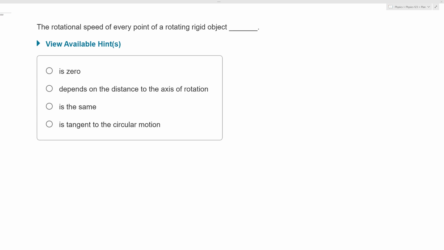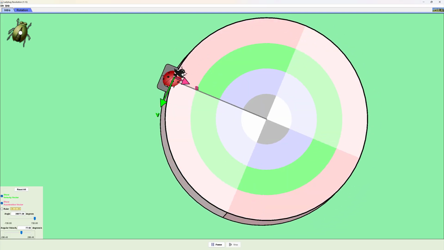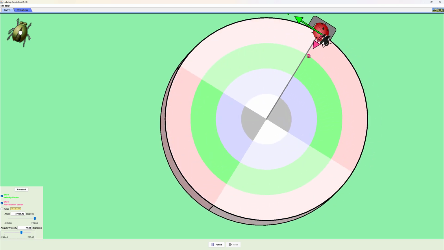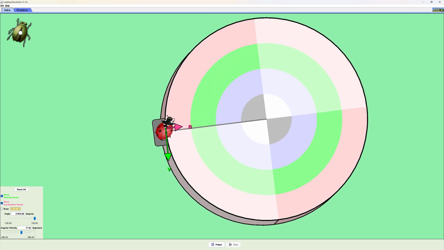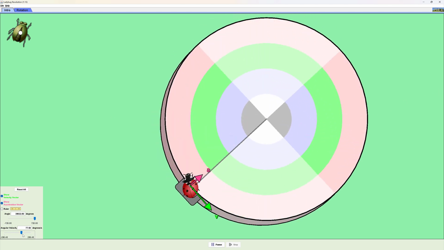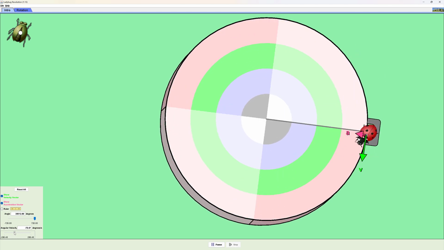Here's another question. The rotational speed of every point of a rotating rigid object is... Okay, let's go back to the ladybug on a carousel. This question is not asking about tangential velocity, it's asking about rotational speed, also known as rotational velocity. Watch what happens when I adjust the rotational velocity of this carousel. I'm going to make it fast, and then I'm going to slow it down and reverse it.